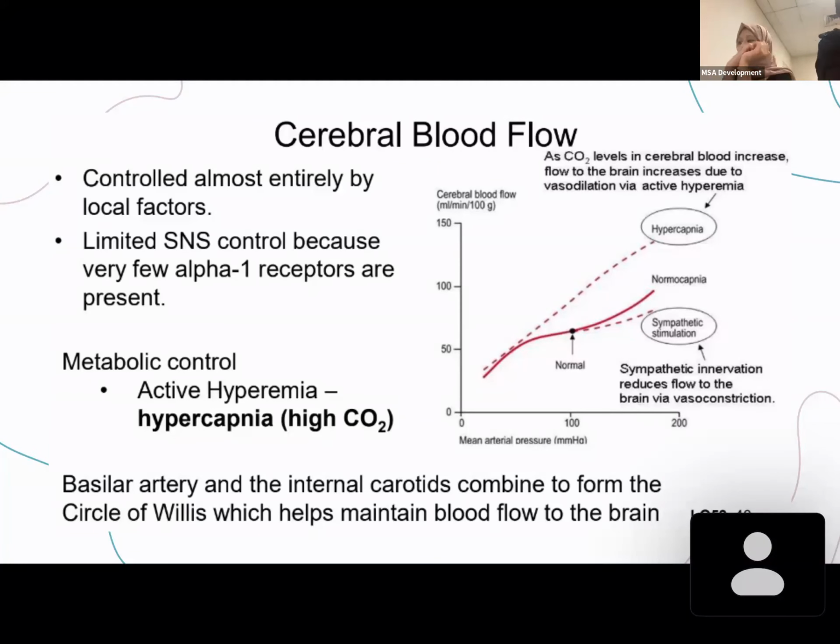For the brain, if metabolism increases, which means you have more carbon dioxide, there will be vasodilation, and that's what leads to control of blood flow. Is that clear for everyone? Just know that point from this slide, honestly. It's kind of straightforward. Okay, good.